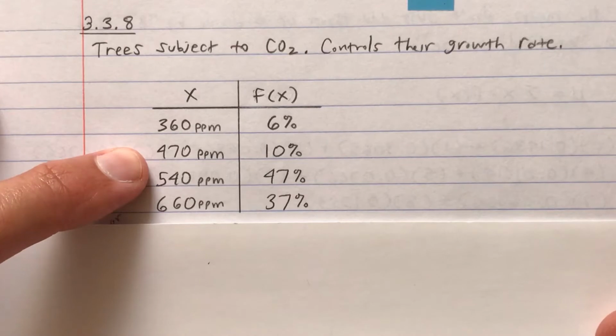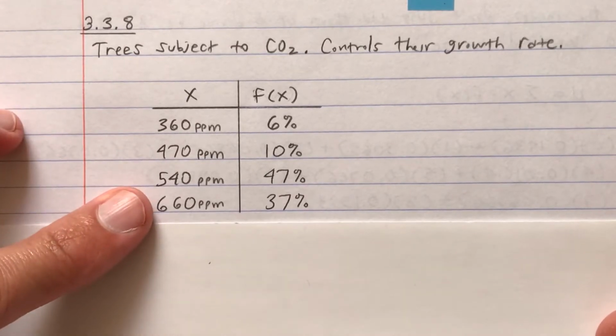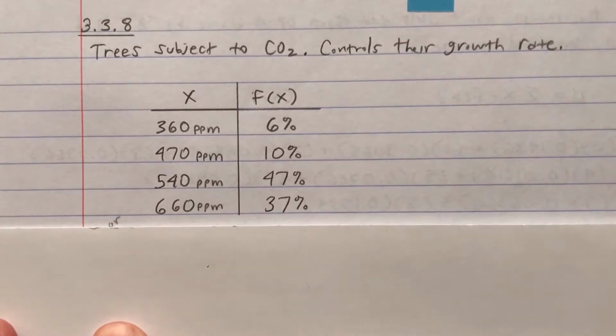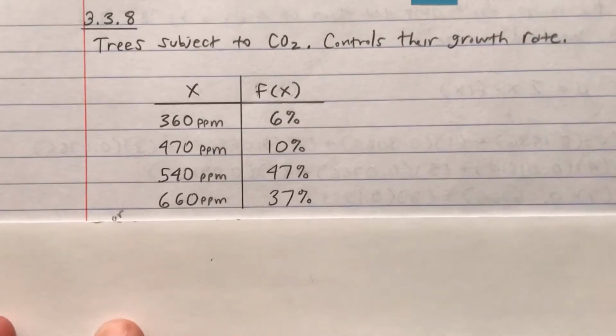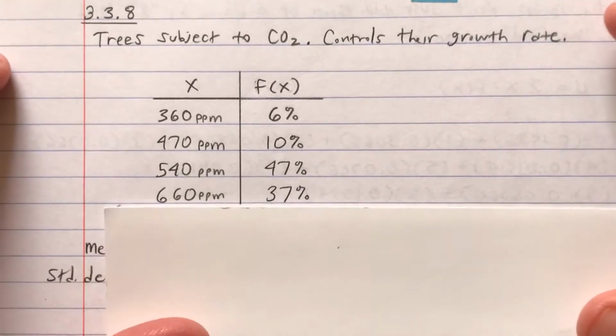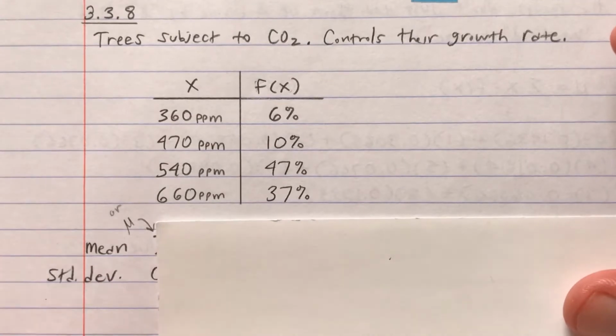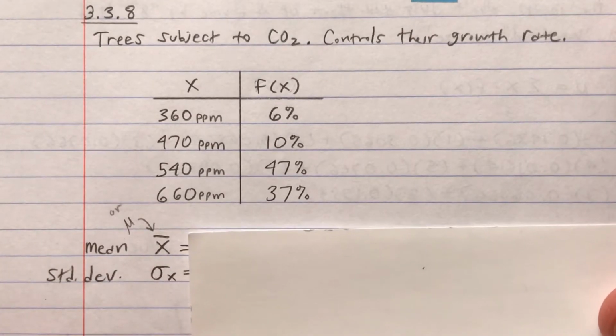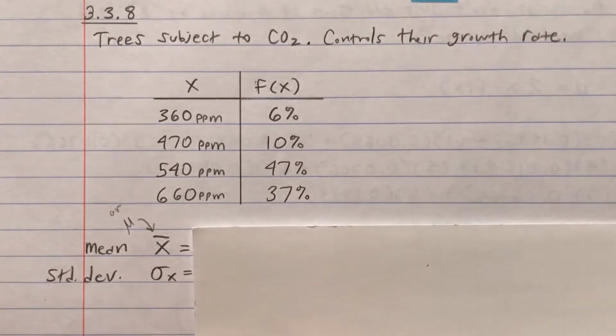470 parts per million, 10%. 540 parts per million, 47%. 660 parts per million, 37%. So what I want to find here is the average. Okay, so I want to find the average or the mean, and I want to find the standard deviation. So that'll be x bar, and it'll be what we call sigma x for standard deviation.